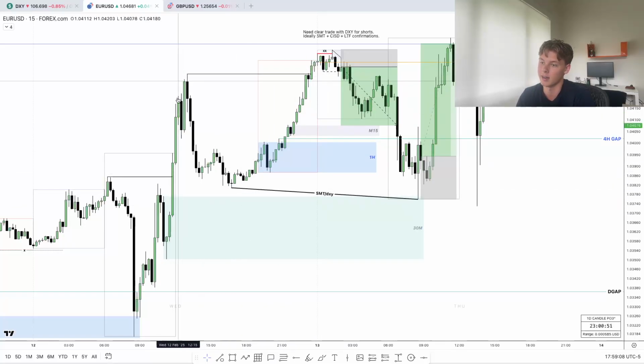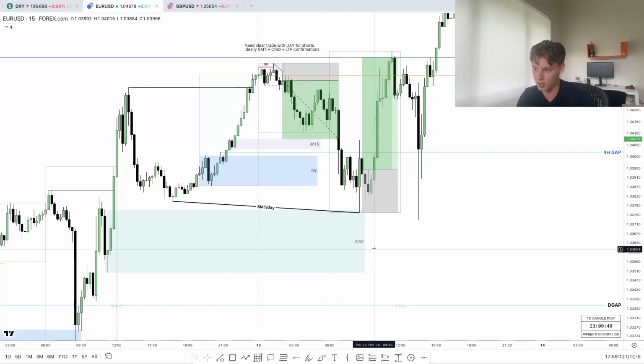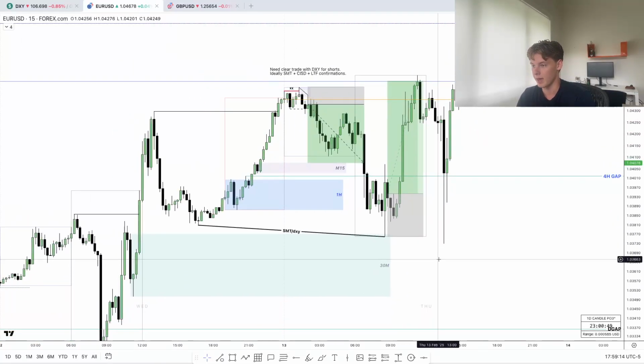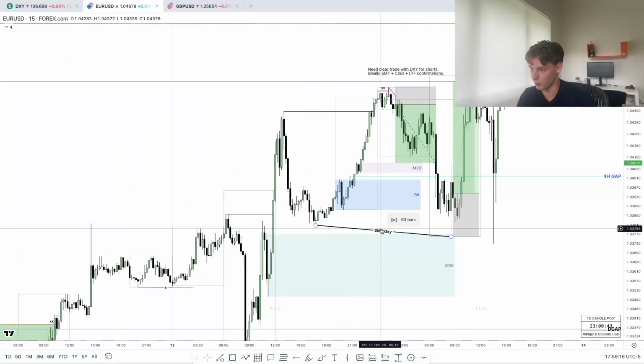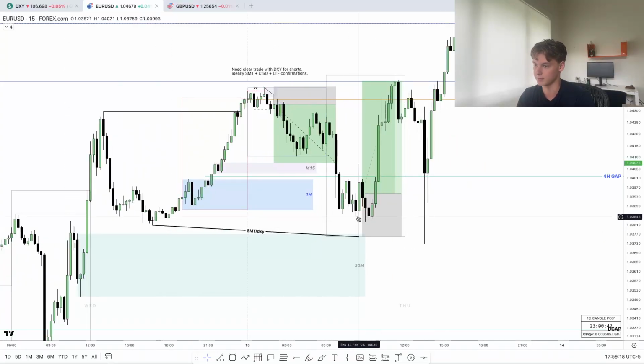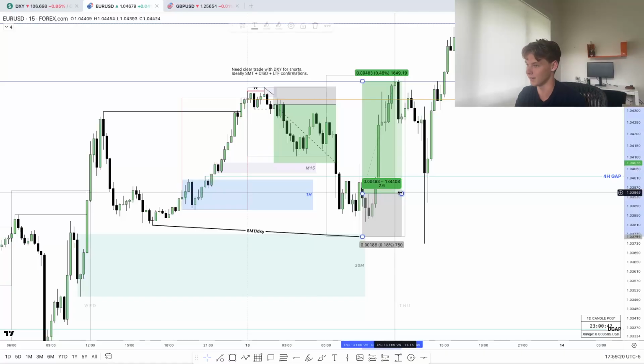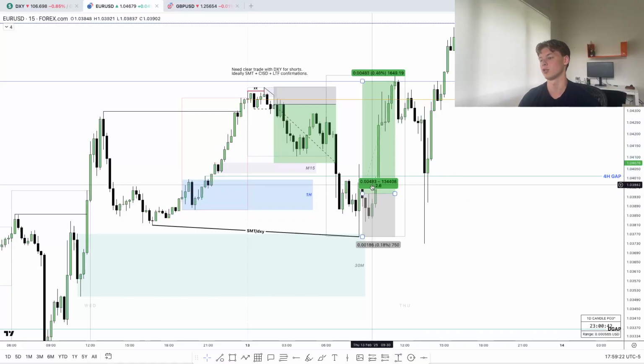It broke this high. So this is some really nice liquidity to be swept. We come into this 30-minute order block, and then we print this bullish candle. What I would have done here, you get 2.6R.